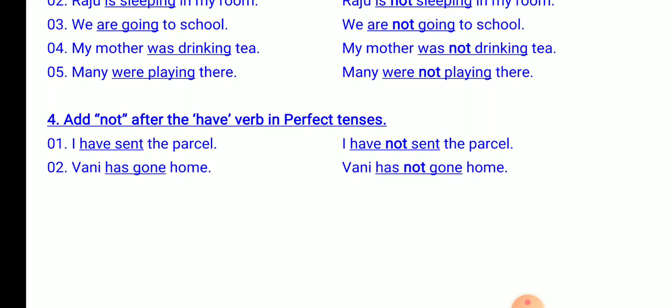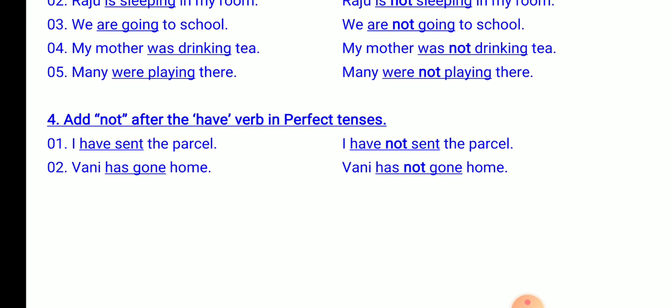In the second example, Vani has gone home. The first verb is has. You can add not after the verb has and the sentence becomes negative as Vani has not gone home.